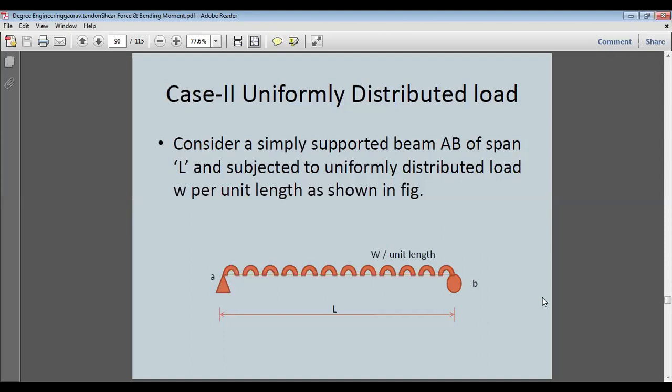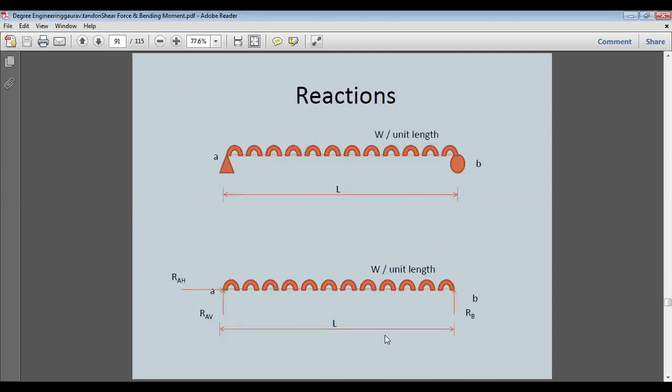Come to the next slide. We'll have the length of span L. The clear length of the beam between two supports is called the span. So this is the span AB, and this is L.